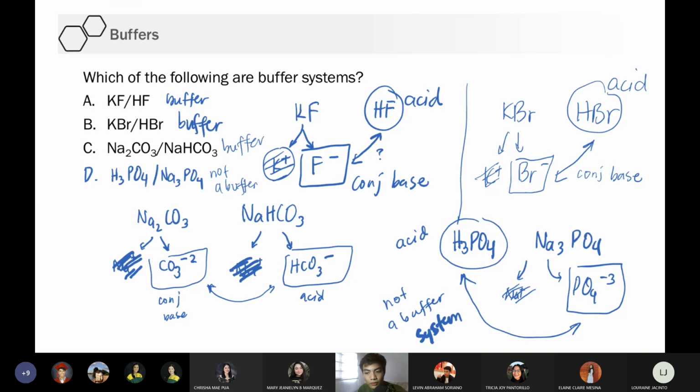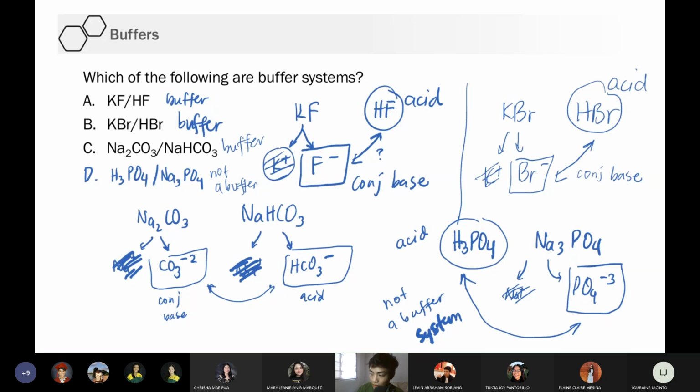So again, for us to judge kung sila ay buffer system, just look at your ions if one hydrogen less siya sa acid. Kapag 1 hydrogen less yan sa acid, yan ay buffer system. Okay? So, ganun lang. Ganun din sa bases, no? Sa bases naman, tignan mo kung isang hydrogen lang din yung pagitan nila. Kasi kapag more than one, hindi sila related at all. Magkaibang equilibrium expressions yung relationship nila. So, hindi sila magka-tandem. No? So, ganun lang po.